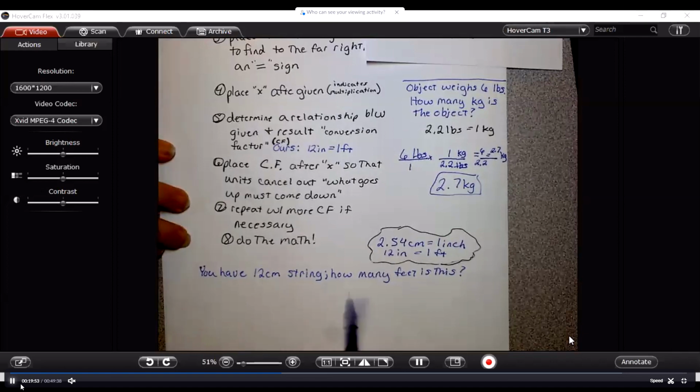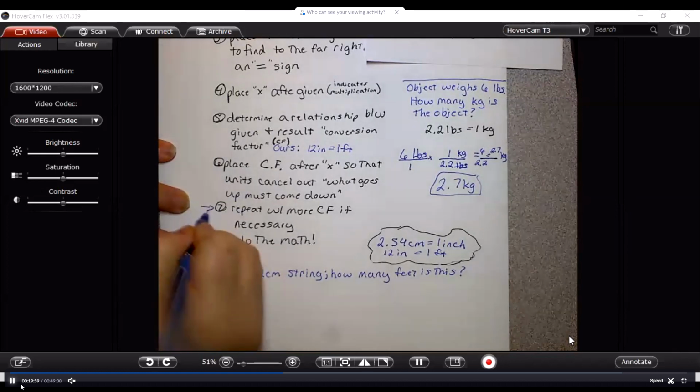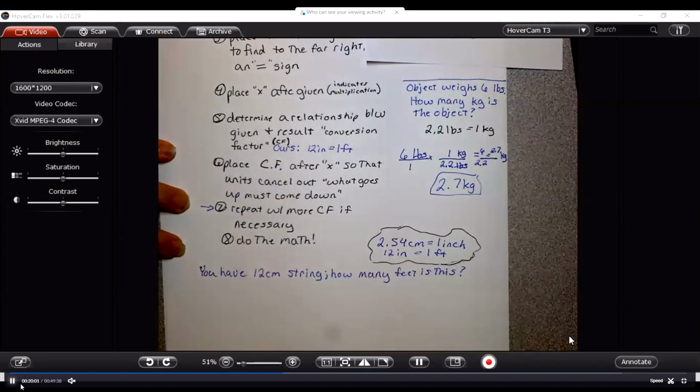Okay, so we're going to work through this the same way we did before. It's the exact same process. We just have that step number 7 where we're going to repeat it with more conversion factors if necessary. So step number 1, we're going to take our given value of 12 centimeters and put it on the far left. Then we're going to put it over 1. Our value we're trying to find is going to go to the far right, and that's going to be feet. So our unknown is feet.